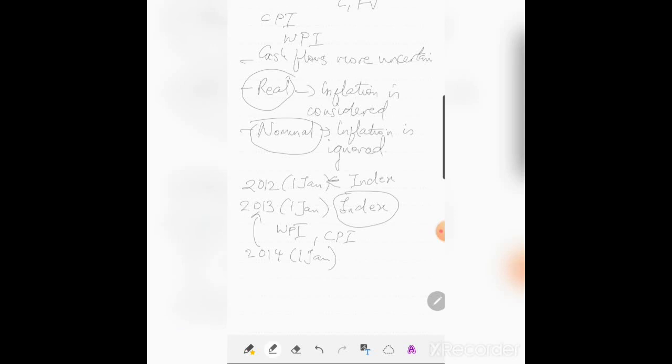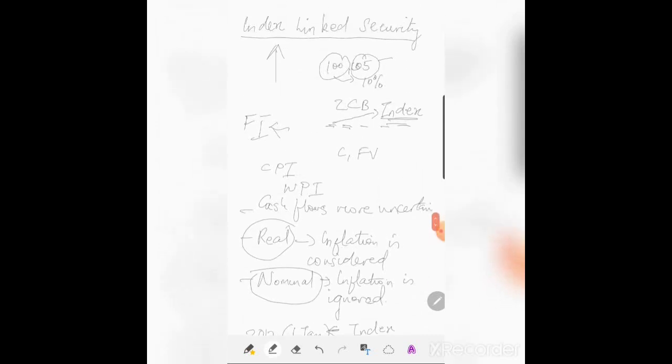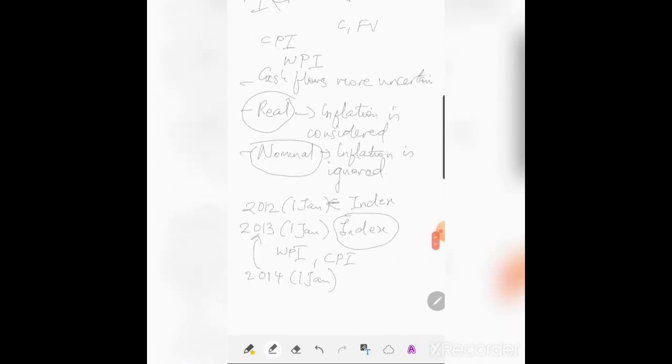The reason being, the index computation takes some time, and by that time I need my cash flows. I cannot wait for that. Second, the investor would like to know, at least in the next 5 years, how much he'll be receiving in the next period.